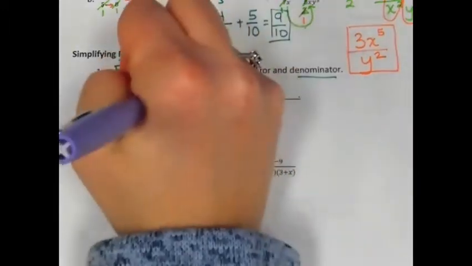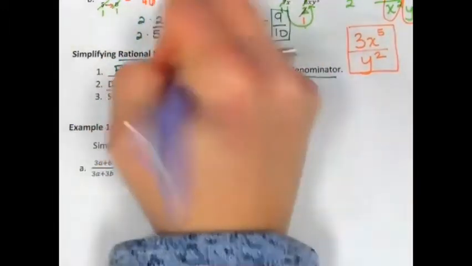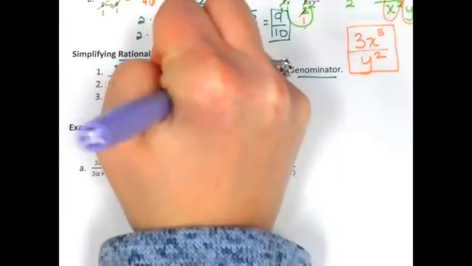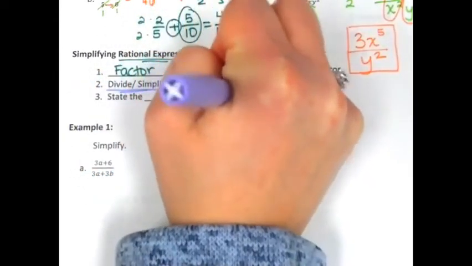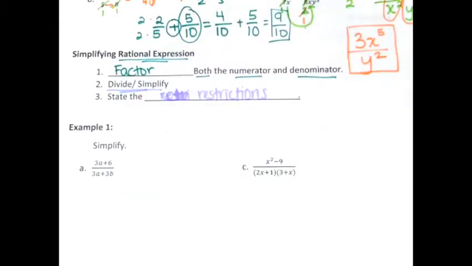And then the very end is we state the restrictions. I can't even spell restrictions. And I still spelled that wrong. That's all right. It says restrictions, but that's okay. I know that's all.